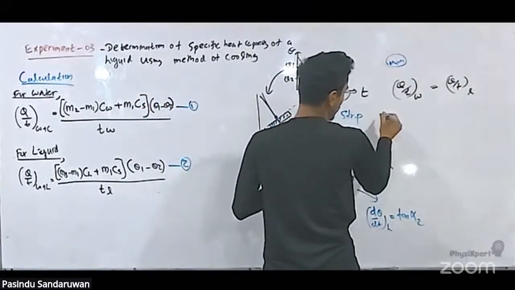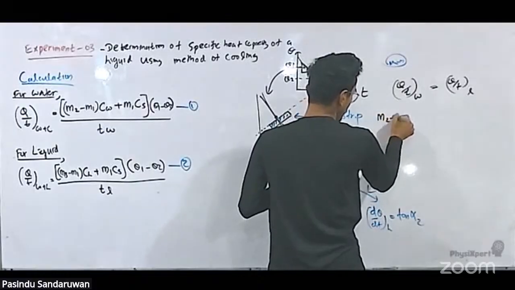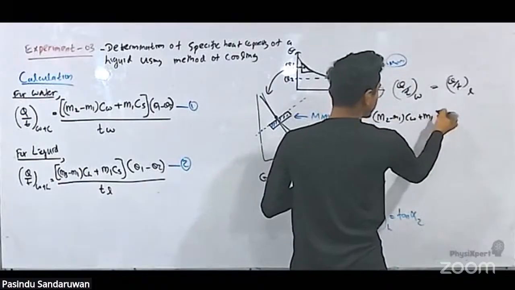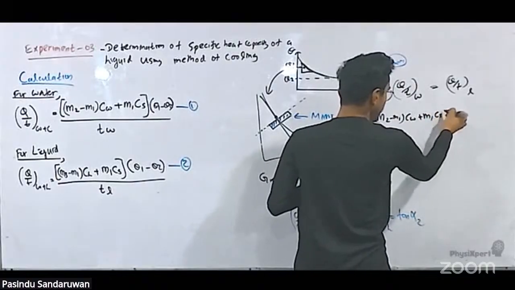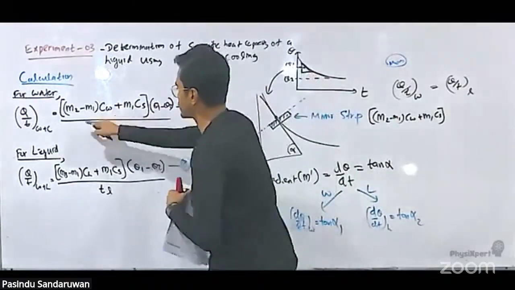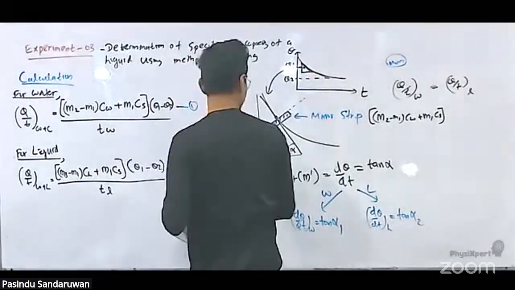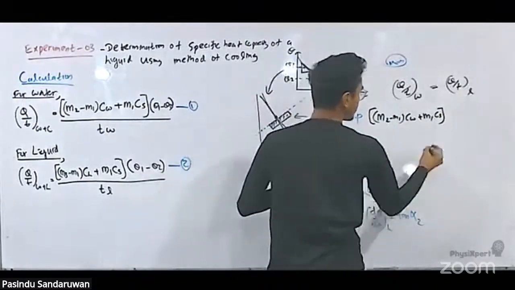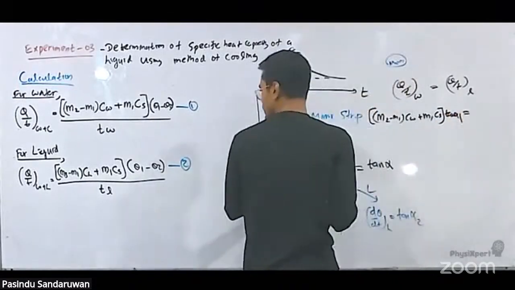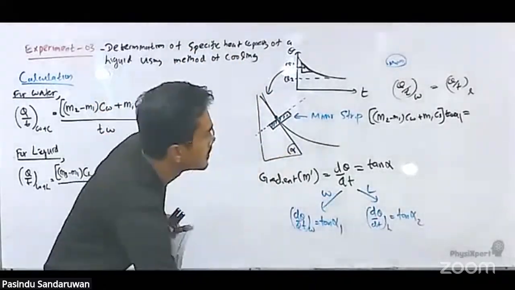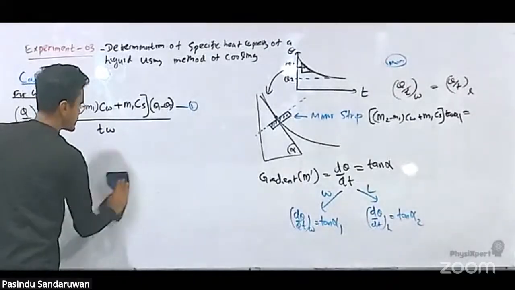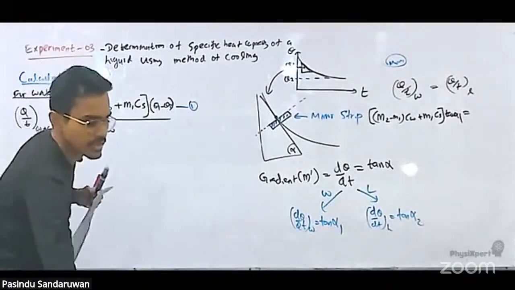Total heat is (M2 minus M1) CW plus M1 CS. Here the temperature fall has to come. This is what replaces the theta over T part. Do you understand? That is into tan alpha 1. Tan alpha 1. I'll erase this; I kept it just to compare.